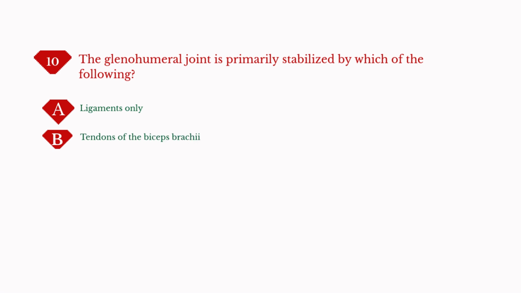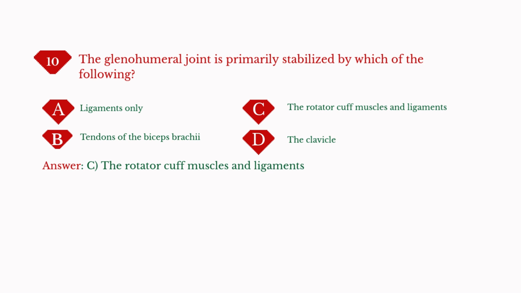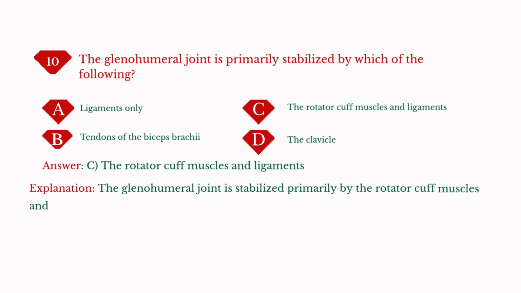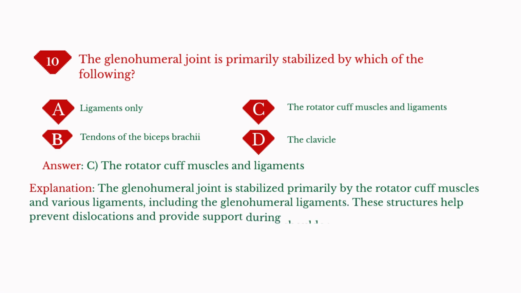The glenohumeral joint is primarily stabilized by which of the following? A. Ligaments only. B. Tendons of the biceps brachii. C. The rotator cuff muscles and ligaments. D. The clavicle. Answer: C. The rotator cuff muscles and ligaments. Explanation: the glenohumeral joint is stabilized primarily by the rotator cuff muscles and various ligaments, including the glenohumeral ligaments. These structures help prevent dislocations and provide support during shoulder movement.